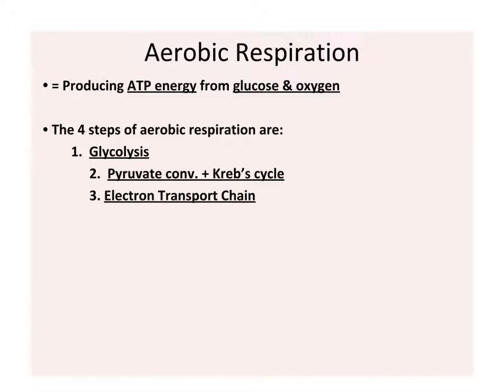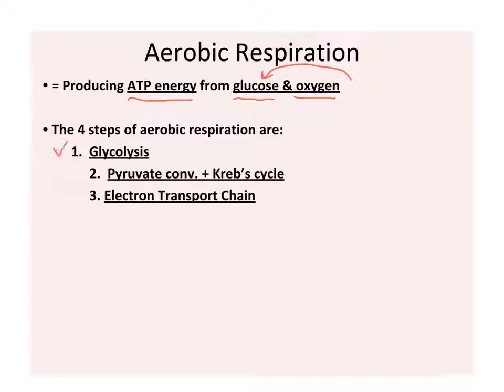Alright, so aerobic respiration, the process of producing ATP energy from the molecule glucose, which was made during photosynthesis, and also oxygen is used to break down that glucose molecule. Now, there's going to be 4 steps of aerobic respiration. Remember, there were only 2 steps of photosynthesis, light-dependent reaction and the light-independent reaction, or the Calvin cycle. Well, a lot of books, even our textbook, only says there's 3, but there's really 4.